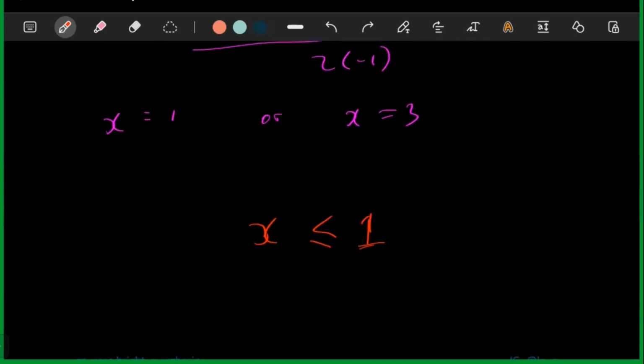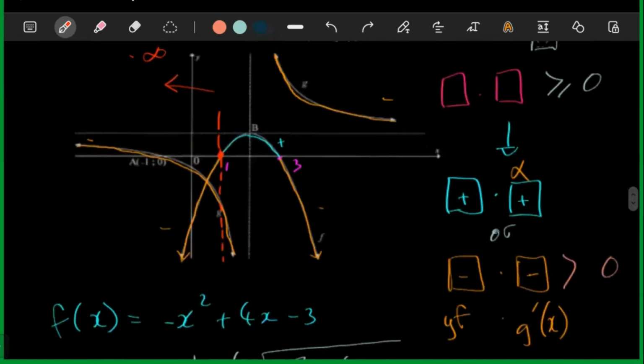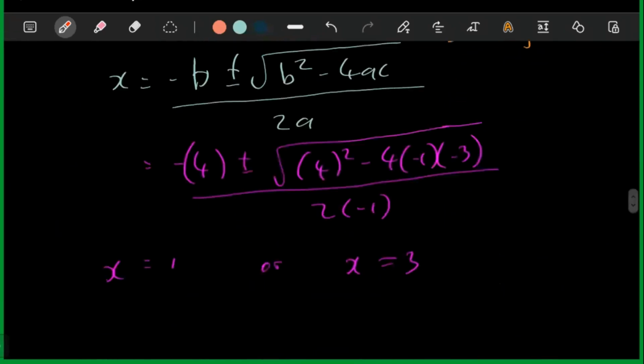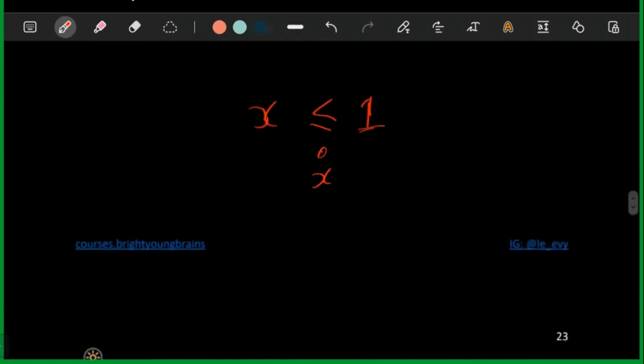However, you may be thinking to yourself, but fortunately, the other side also qualifies. Because coming from 3 going onwards, you have negative y values here while having negative gradients. So that's something that qualifies also. So you also have to add that x has to be bigger than or equal to 3. That's how you work out these kinds of questions.